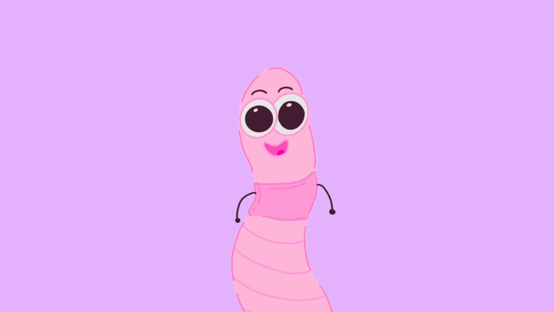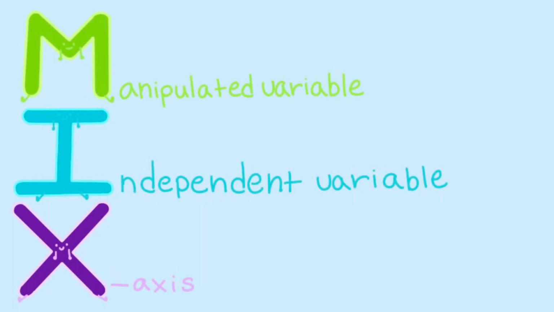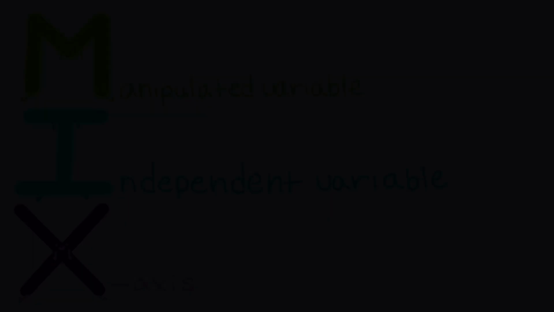To remember which variable goes where when graphing, an acronym can be used. This acronym is DRYMIX. The D stands for dependent variable, R stands for responding variable, which is the same thing, and Y stands for the Y-axis, which is where this variable will go. M stands for the manipulated variable, which is the same as the independent variable, and X stands for the X-axis, which is where this variable will go on a graph.